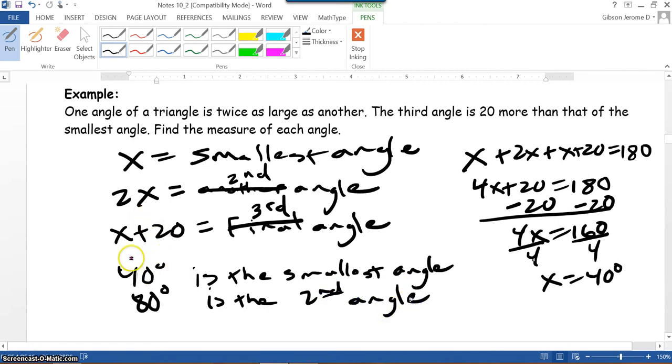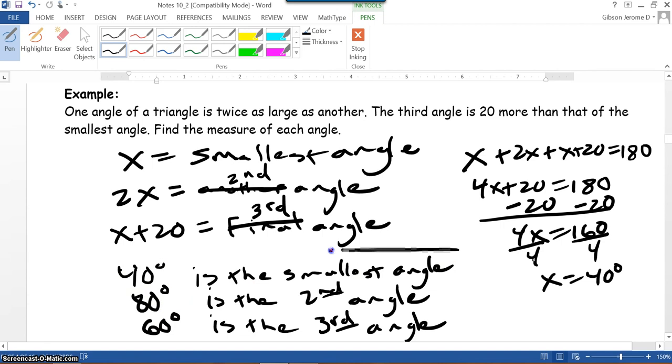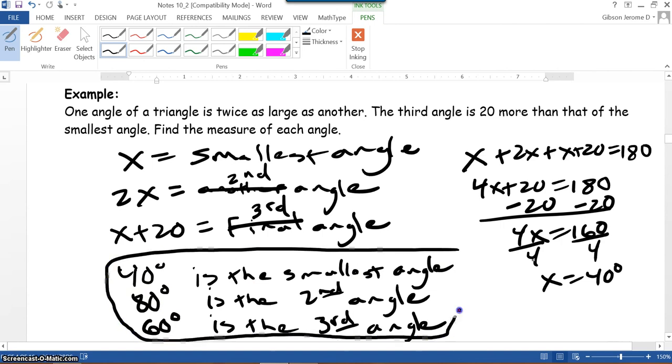And finally, the last angle, we'll do 40 plus 20, which is 60. So it's the third angle. And this is 60 degrees. This is your final answer. When you add all of these up, they equal 180. So right here is your final answer.